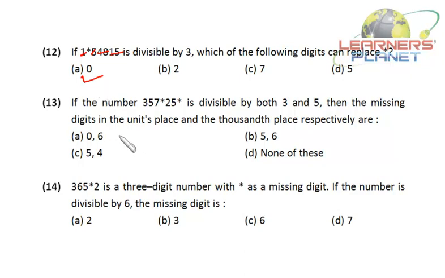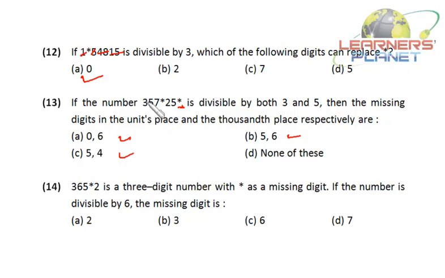Okay. Similarly, in this problem, if the number 357 star 25 star is divisible by both 3 and 5, then what are the missing digits in the units place and the thousandth place respectively? Friends, since the number is divisible by 5, we need a digit at the unit place that is 0 or 5. So we have all three options correct. Now we have to make the number divisible by 3. So what is the divisibility test of 3 further? It is that the sum of the digits must be divisible by 3.